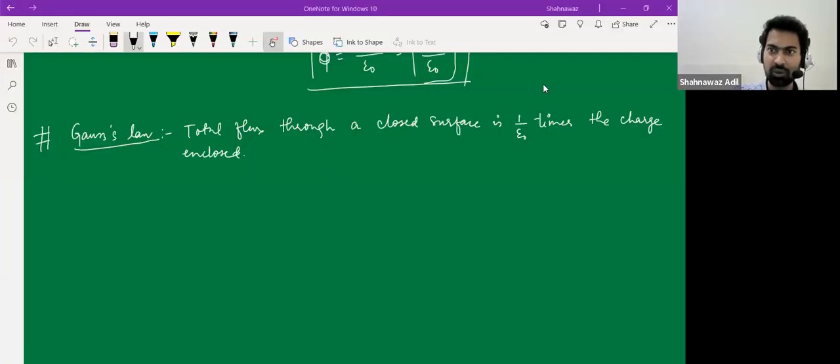So I was talking about this Gauss law, right? For a closed surface, the flux through this closed surface is 1 by epsilon naught times the charge enclosed, right? So what are the properties of this Gauss law? Let us understand these properties of the Gauss law.